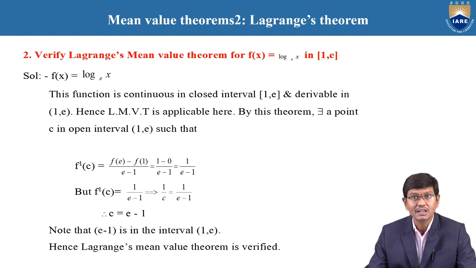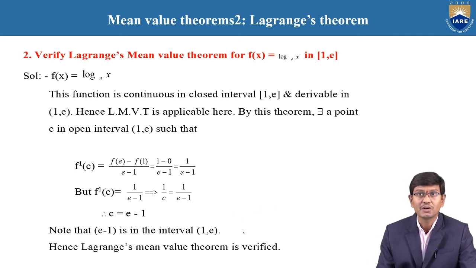Automatically, log E to the base E is nothing but 1, minus log 1, which is equal to 0. If you want a clarification, just check it: f of A is equal to log 1, and f of B is equal to log E. Therefore, log E base E is equal to 1. Therefore, log 1 is 0 only.